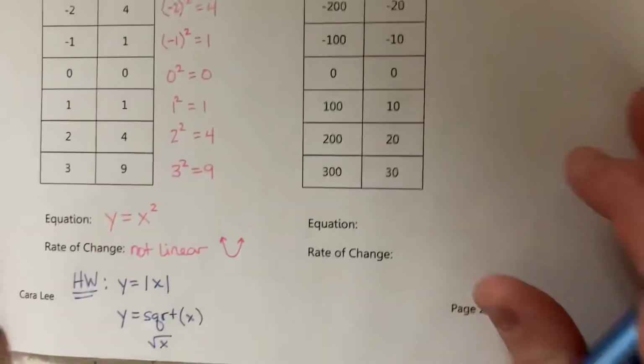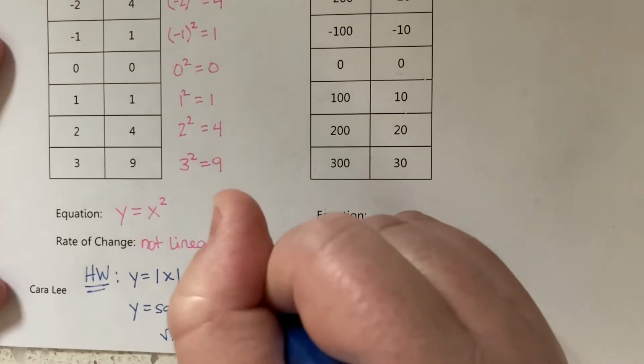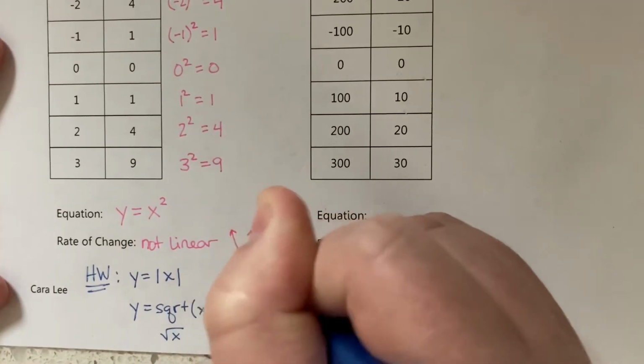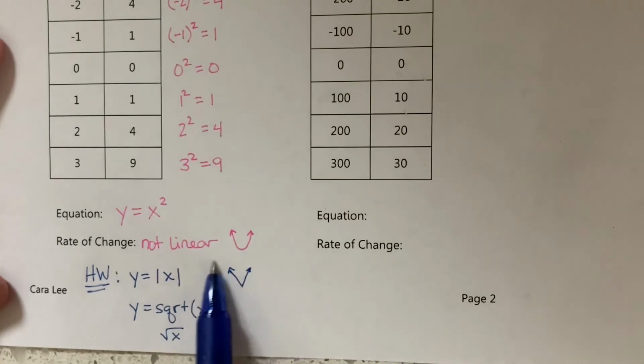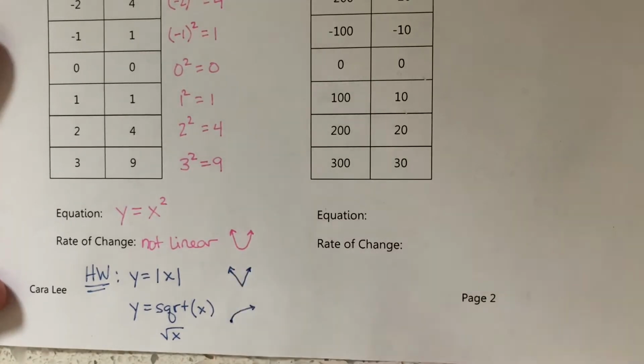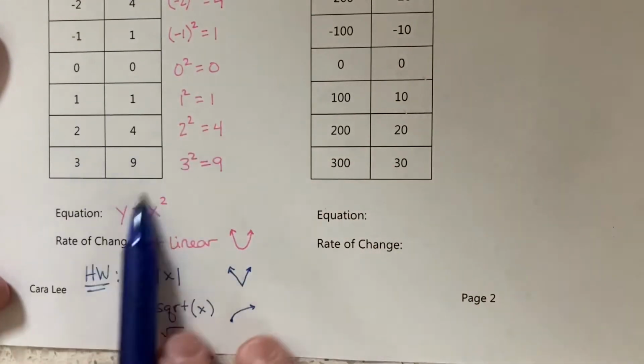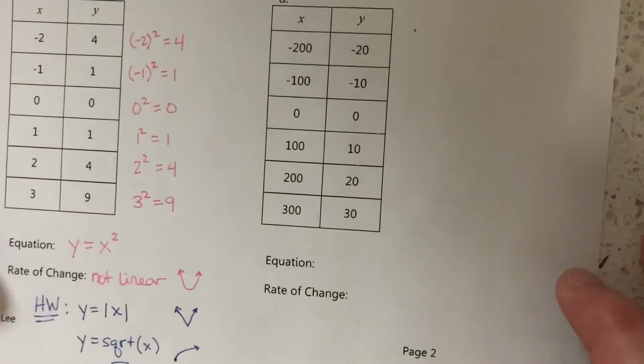Well, let's try another one. Those are 2 other functions that are not linear, so that's the reason I was thinking of them. Absolute values are sort of fun equations because they make v's instead of u's like parabolas. And square roots just sort of do this. It's like a half parabola on its side. You don't need to know the graphs, but we'll be looking for these kinds of patterns in the homework.